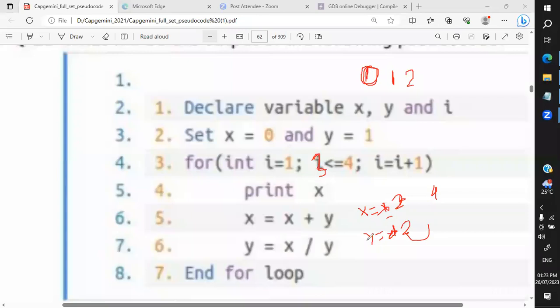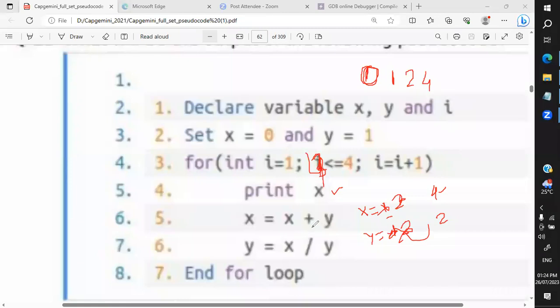Next, x equal to x by y. That means 4 by 2. What is 4 by 2? 2 only. It goes back, I equal to I plus 1, I will become 4. 4 less than or equal to 4, true, enters inside, prints x. X value will be 4, that is what got printed.